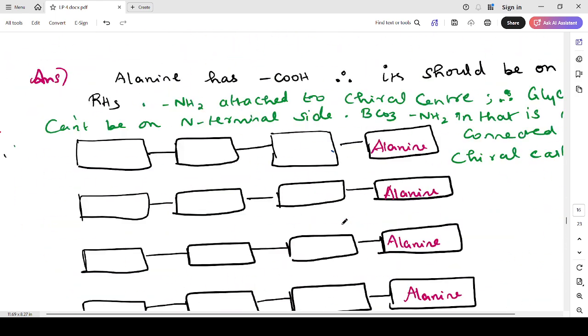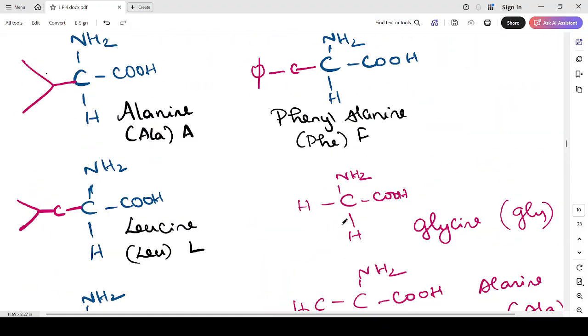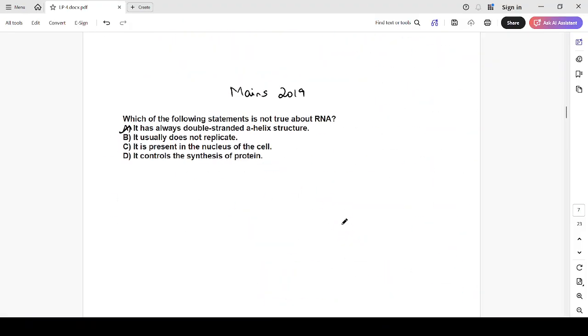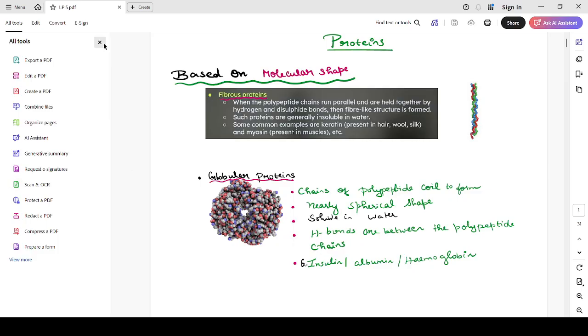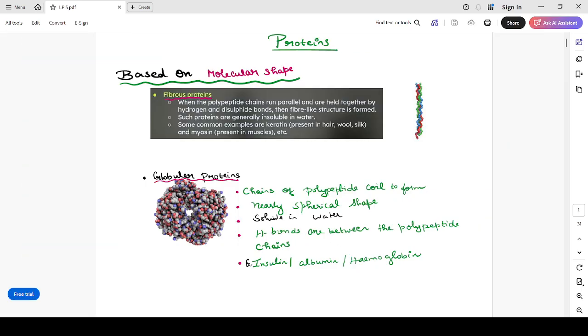So that was regarding this topic, amino acids. As I mentioned, you should definitely memorize the amino acids along with their structures. Okay, so we are moving to the last part. Proteins, vitamins, minerals and enzymes.